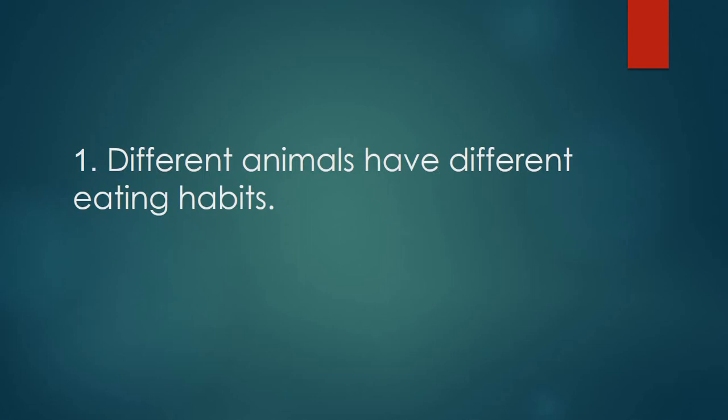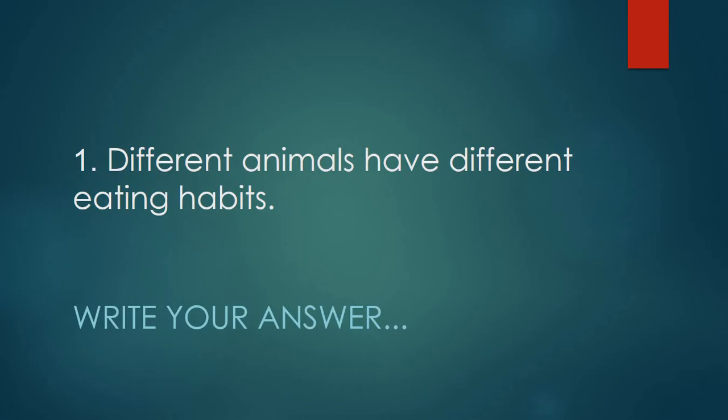First statement is: different animals have different eating habits. If you agree, write true. If you disagree, write false. Different animals have different eating habits. Make sure you write the answer number and then you write the answer. If you feel this statement is true, write true, or if you feel it is false, write false.